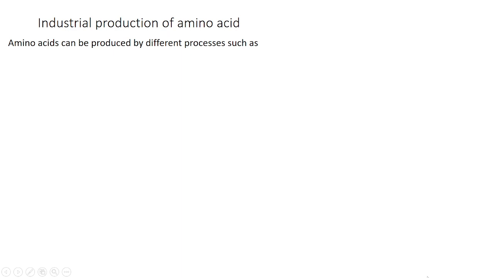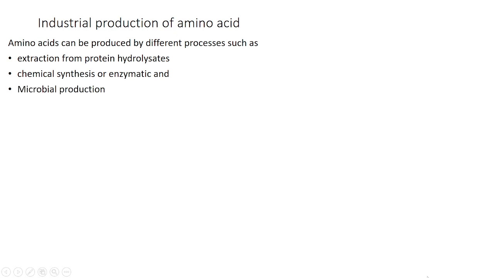So how is amino acid production done? Amino acids are produced by three different processes. It can be extracted from protein, and the protein can be extracted and hydrolyzed, and this protein hydrolysate can be used for amino acid production. We know that amino acids are building blocks of protein, so this protein hydrolysis can result in amino acids which can be used, or else artificial synthesis using enzymes, the chemical synthesis can be done, or microbial production can be done. So we are interested in the microbial production of amino acid.